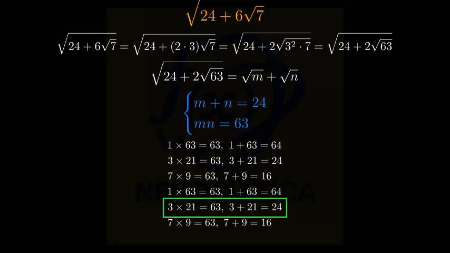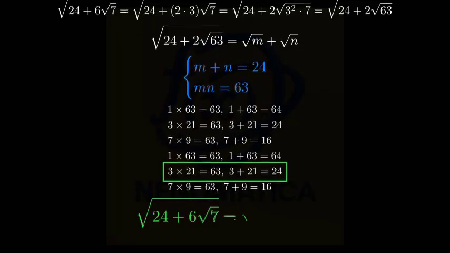Now we search for 2 integers with product 63 and sum 24. The winning pair is 3 and 21. Therefore, m equals 21 and n equals 3. So square root of 24 plus 6 root 7 simplifies to square root 21 plus square root 3.